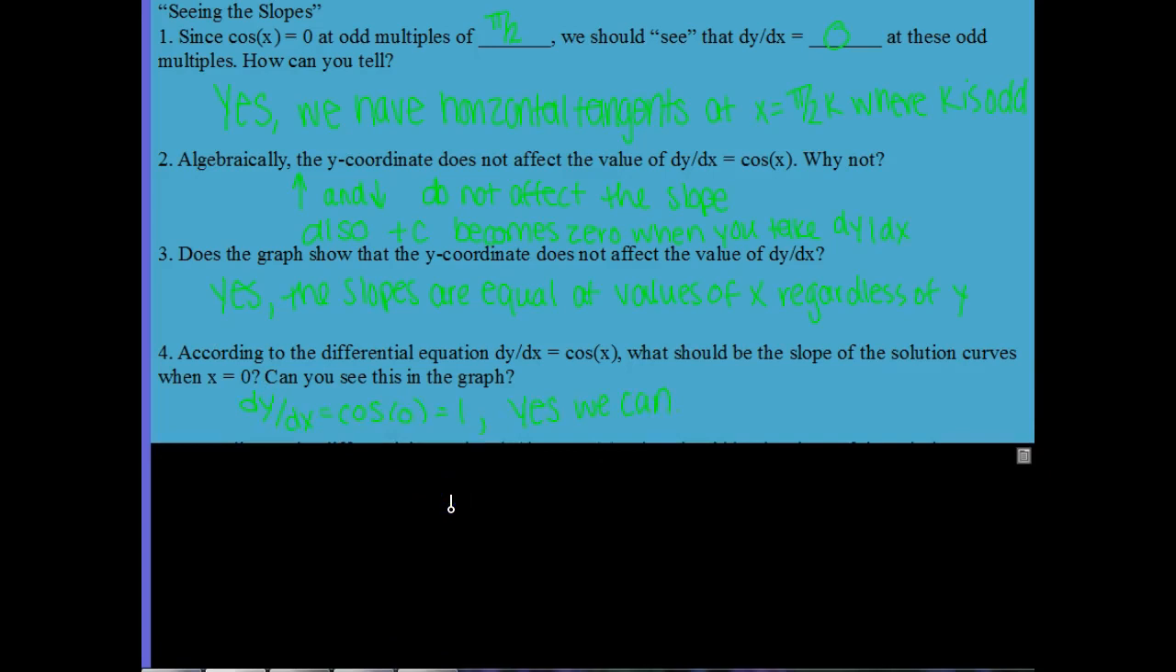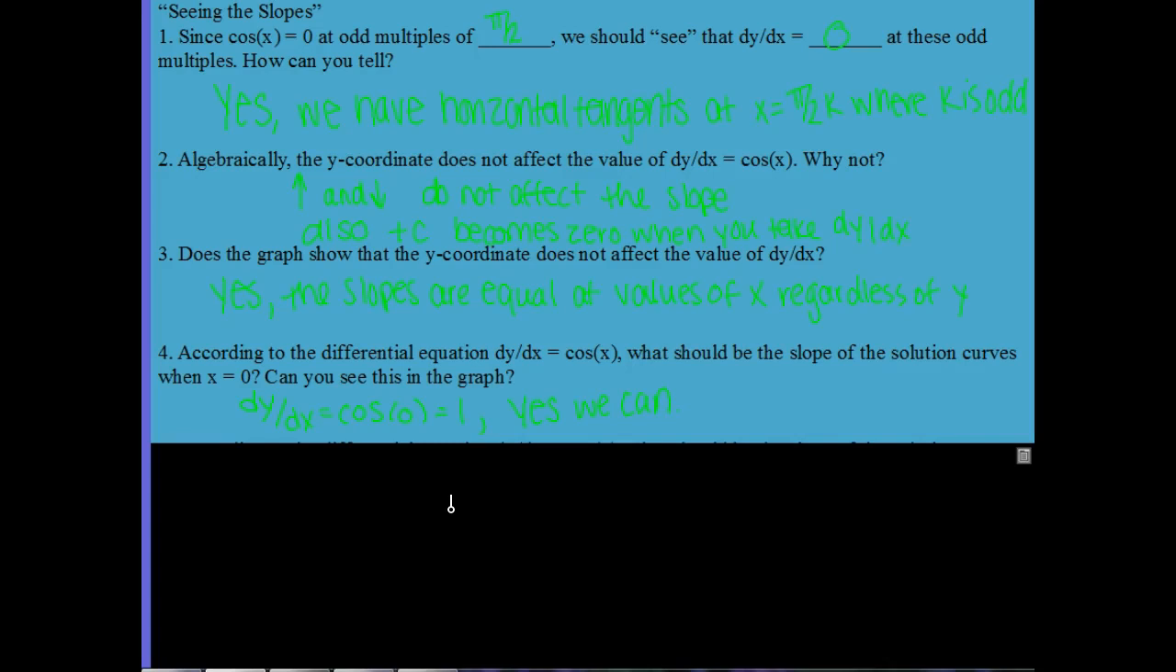How could you actually calculate that? Well, isn't dy/dx the slope? So if you find the cosine of 0, do you not in fact get 1? So do you see how graphically and algebraically it's starting to make sense?